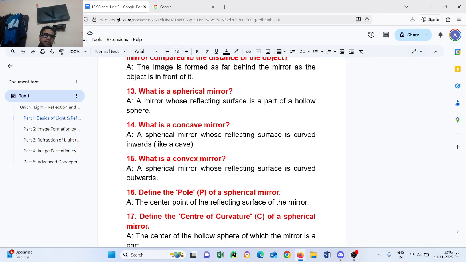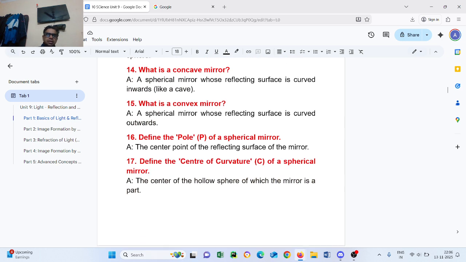Question number 16. Define the pole of a spherical mirror. The center point of the reflecting surface of a mirror. Question number 17. Define the center of curvature of a spherical mirror. The center of the hollow sphere of which the mirror is a part.